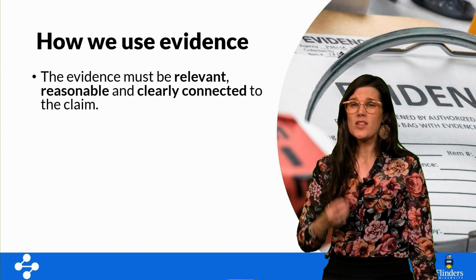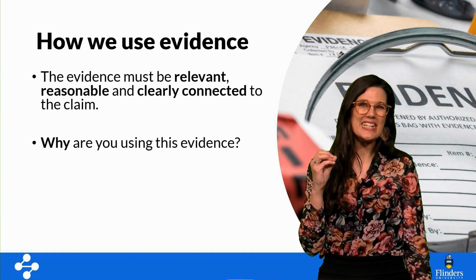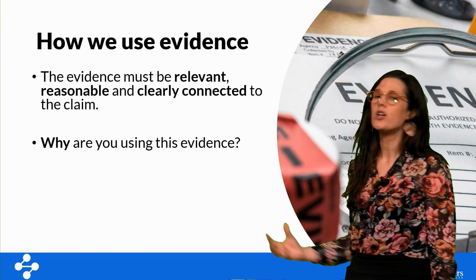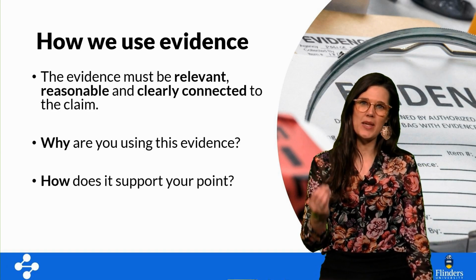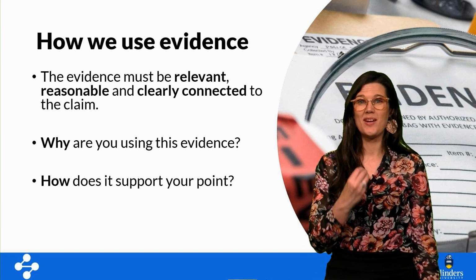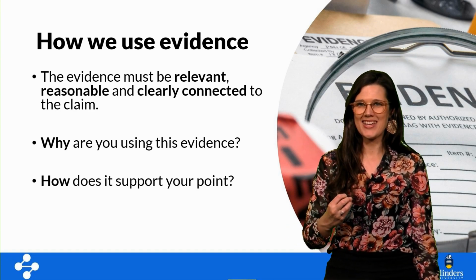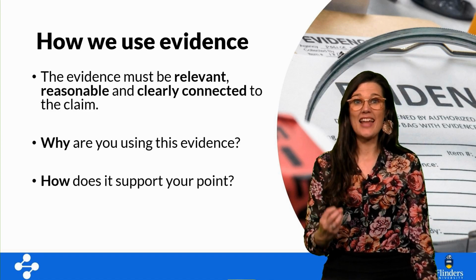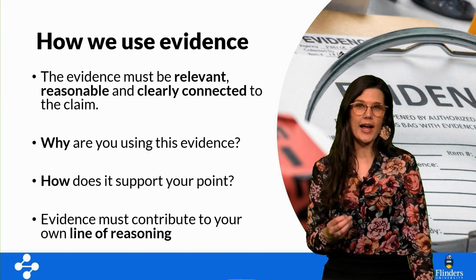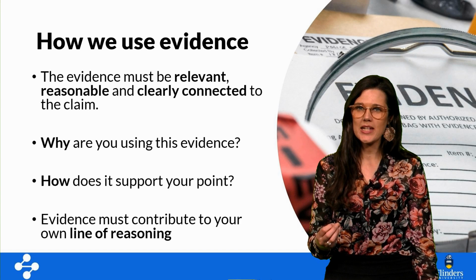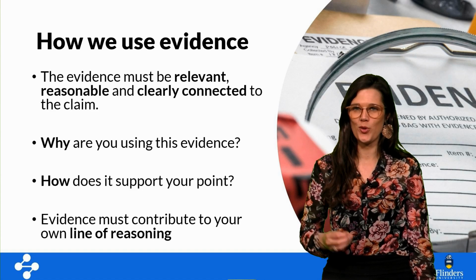And for that reason, it is super important that our evidence is relevant, reasonable, and clearly connected to the claim. So there's a couple of important questions that we have to ask ourselves. Why are we using this particular piece of evidence? Why not another quote? Why not another statistic? And how does this piece of evidence support my point? How does it support the claim that I'm making, the argument that I'm making, the justification that I'm making, and the conclusion that I want to reach? Remember that this is contributing to your own line of reasoning, or how you are logically connecting your ideas together to convince your reader of your conclusion.